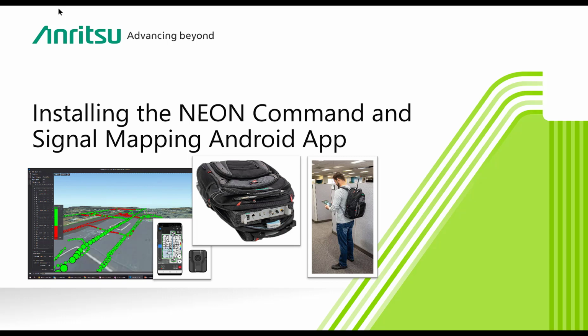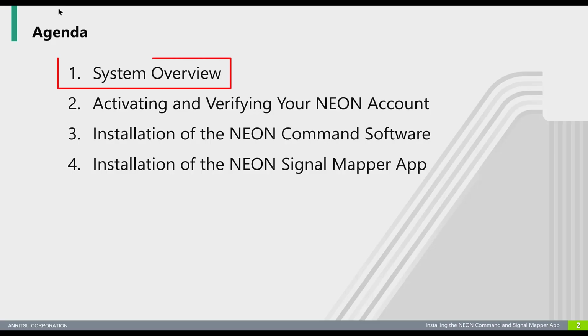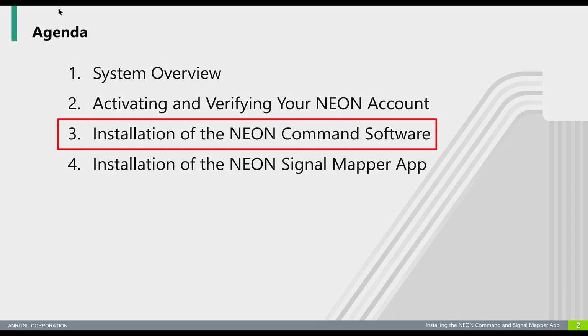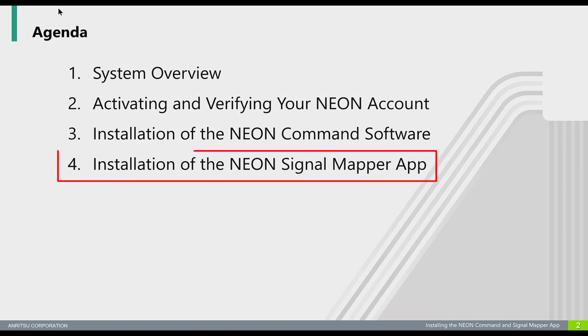Let's get started. The first thing we should do is look at a system diagram for some perspective on how everything fits together. Next, we will discuss the account activation process with examples of what you receive after you order Neon. Then we will jump into the installation of the Neon Command PC software and the installation of the Neon Signal Mapper and Android application.